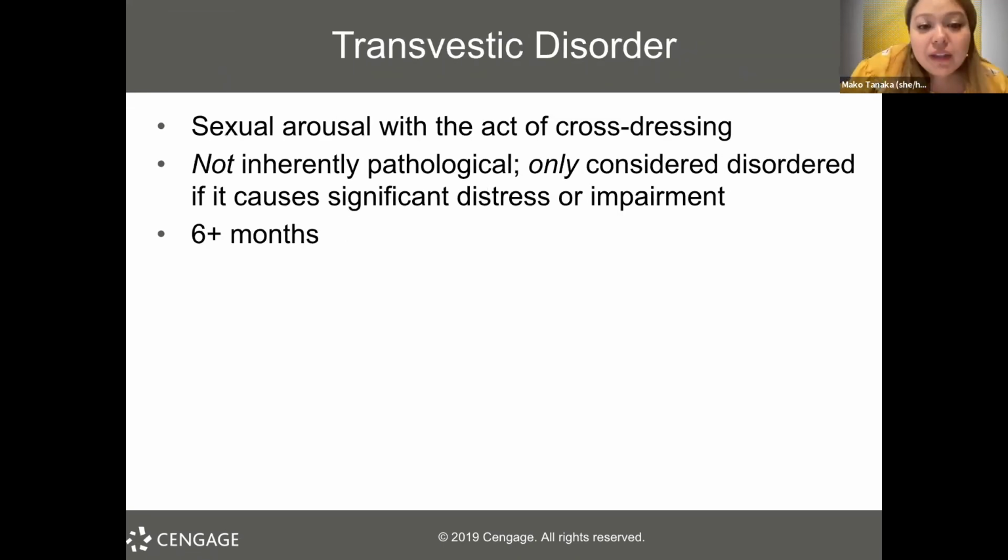Another type of paraphilic disorder is transvestic disorder. And this is when a person finds sexual arousal specifically from the act of cross-dressing. So a lot of people with this disorder may be married and let their spouse know about this, so it's not hidden. And I think it's really important to state that cross-dressing, or even sexual arousal with cross-dressing, is not pathological. It's not a disorder. It's only considered a disorder if it causes significant distress or impairment to an individual. So if a person is getting aroused with the act of cross-dressing and it's causing them distress, it's causing them impairment, and it's not going away for a long period of time, then this might meet the criteria.